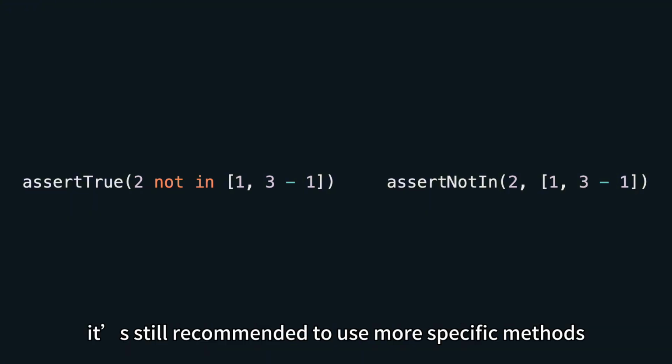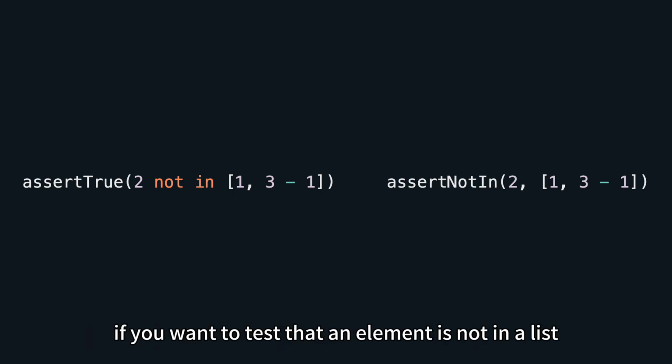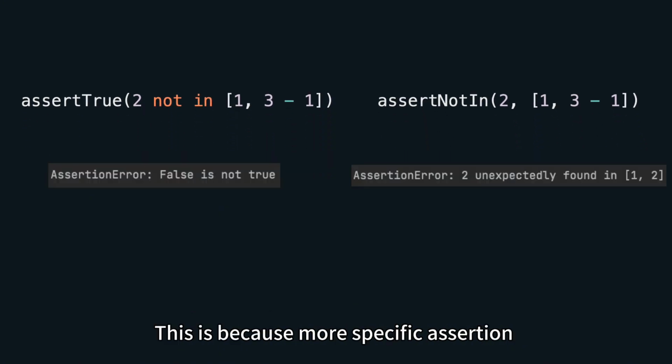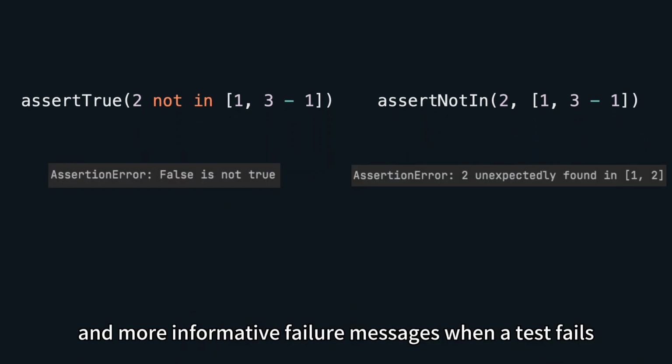However, it's still recommended to use more specific methods. For instance, if you want to test that an element is not in a list, use assertNotIn instead of the generic assertTrue. This is because more specific assertion methods provide clearer and more informative failure messages when a test fails.